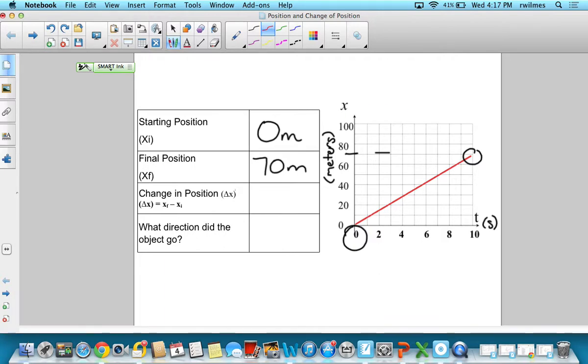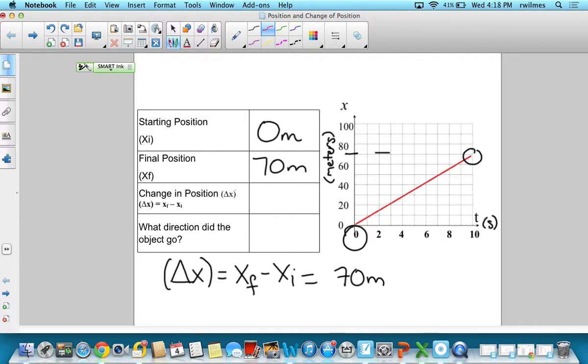Now when we're doing change of position, it is denoted like this. The triangle shows you change. Anytime you see a triangle in physics, it'll mean change. And the formula is XF, final position, minus XI, initial position. And you have to do it in that order, or else you will come up with the wrong change of position. All right, in this case, we've got our final position is 70 meters.